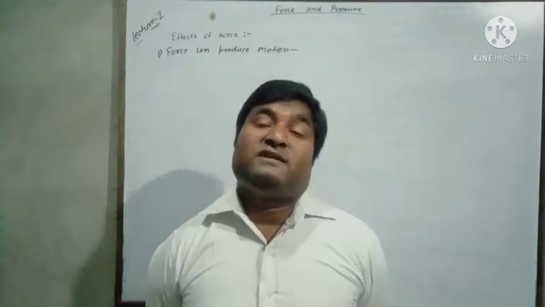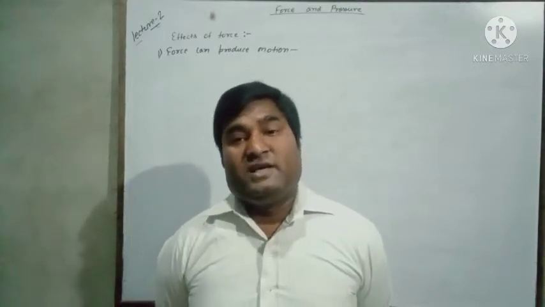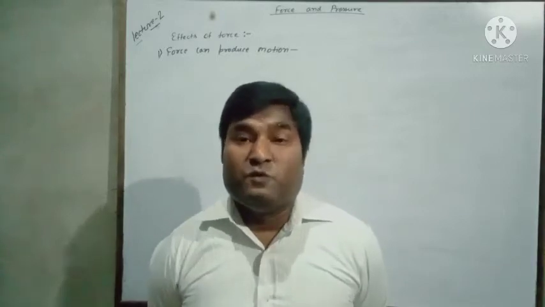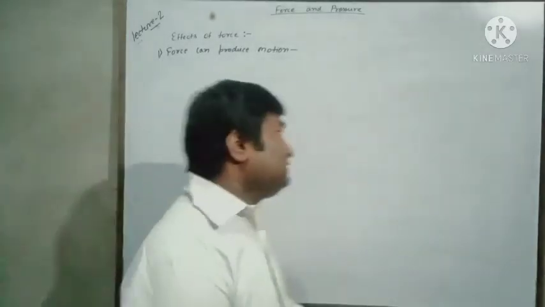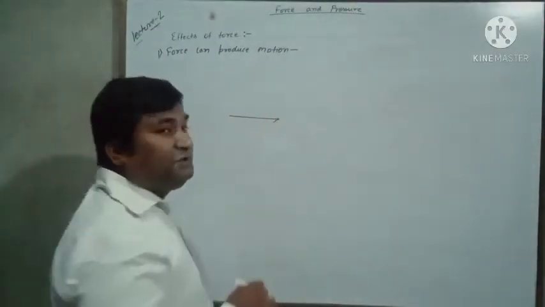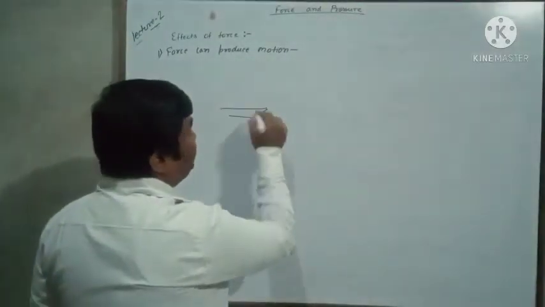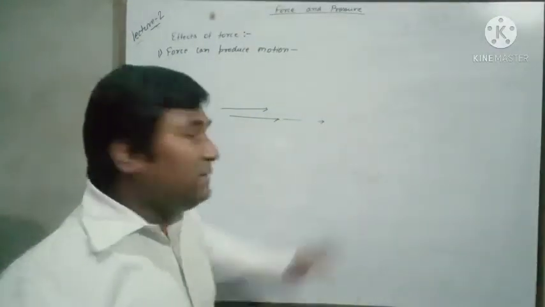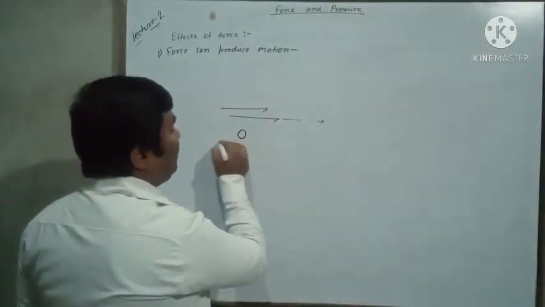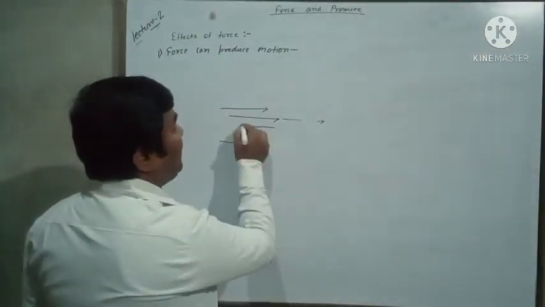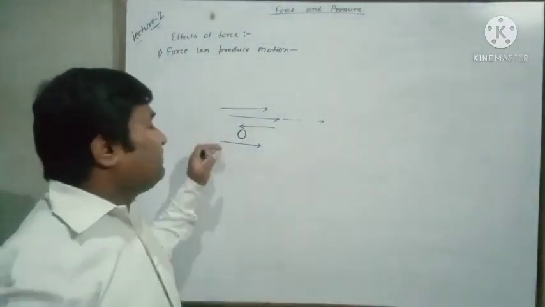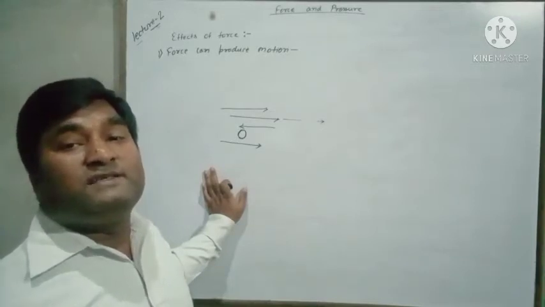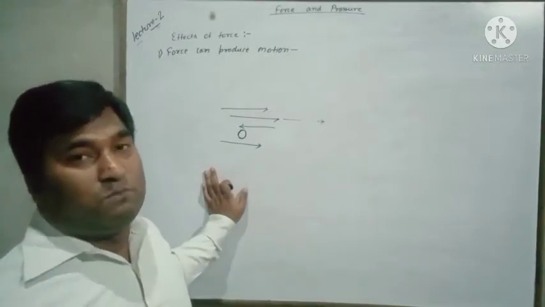Force can change the speed of the moving object. If you apply sufficient force, you can change the speed. For example, a body is coming from this direction and you are applying force in this direction, so the speed of the body will increase. But if a ball is rolling in this direction and you are applying force in the opposite direction, you will slow down the ball. So it can change the speed of the motion.